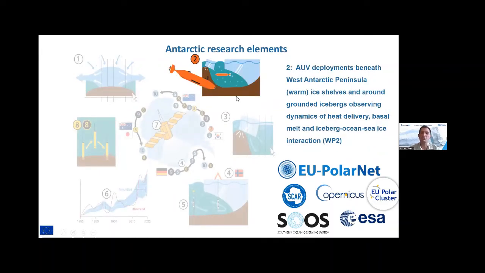For work package 2, we'll be doing some AUV deployments beneath the West Antarctic Peninsula. These are the infamous rapidly melting ones, which are relatively warm, so the circumpolar deep water has access to these. Particularly looking around grounded icebergs, we'll look at the dynamics of heat delivery, basal melt mechanisms, and how the ocean, iceberg, sea ice, and bathymetry interact. So we'll be using an AUV deployed there.